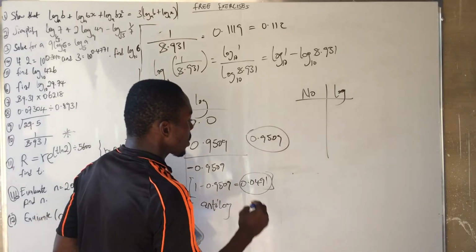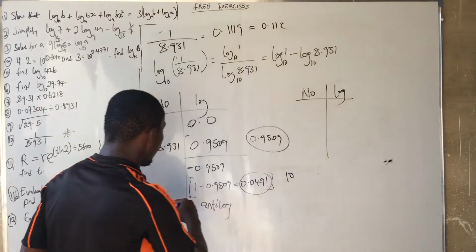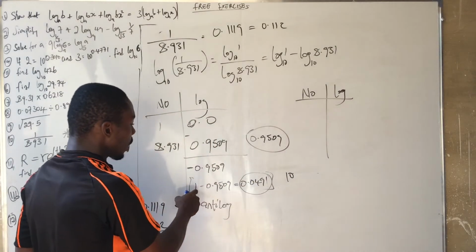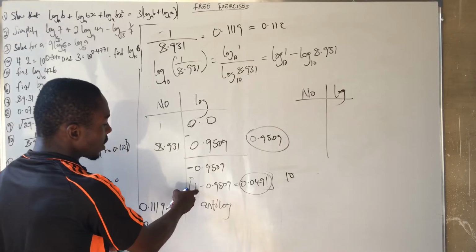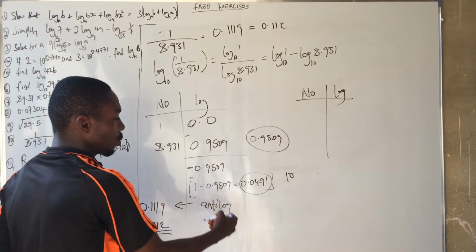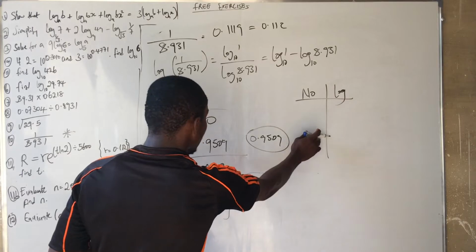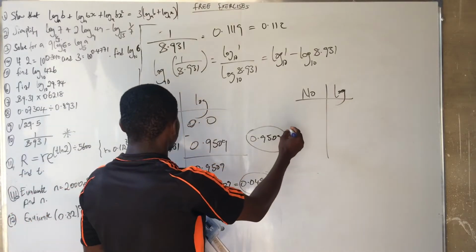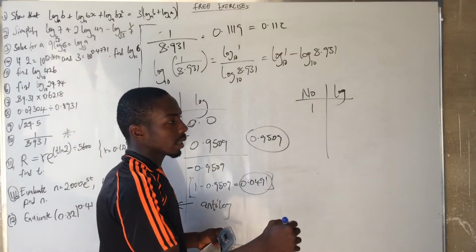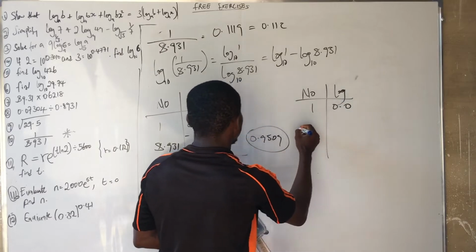You might be asking, why did I not multiply by 10? That 10 actually is the one that I subtracted it with, but we are going to see that again here. So let's do the same thing here. The number 1, I look for the logarithm 0.10.